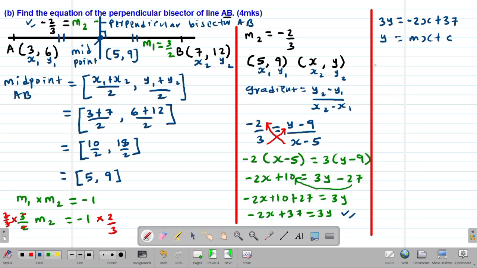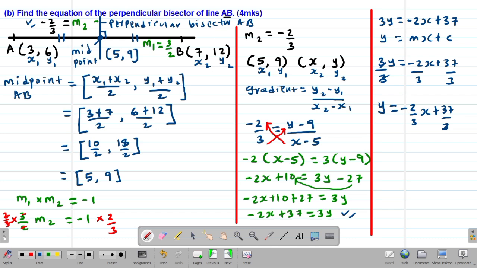For me to achieve that, I'll divide through by 3. So I'll have 3y equals -2x plus 37. I divide through by 3 over 3 over 3. So 3 and 3 will cancel out. So I'll have y equals -2/3 x plus 37/3. So this is the general form, which is y equals mx plus c. Therefore, this is the equation of the perpendicular bisector to the line AB.